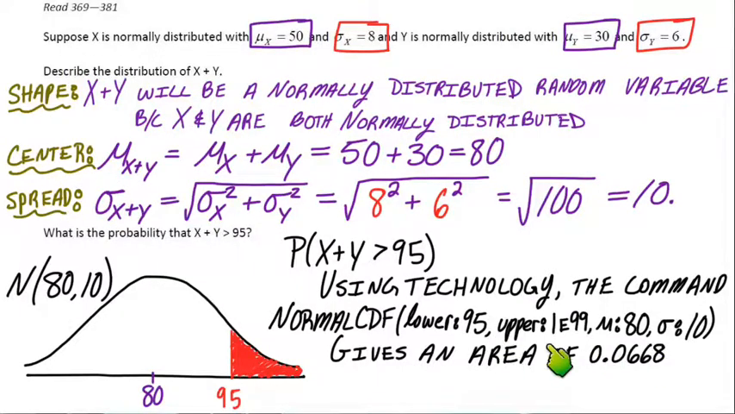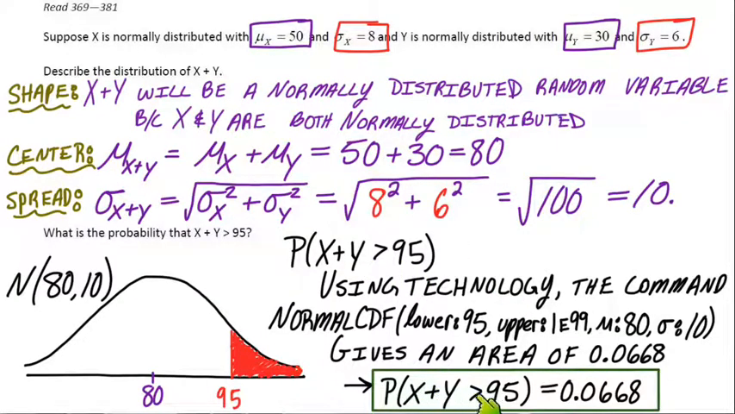So what does this area represent? Well, that answers the question for us. What's the probability that we have x plus y greater than 95? That probability is 0.0668. So that answers the question.